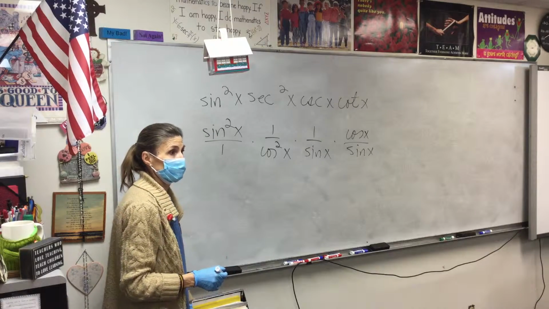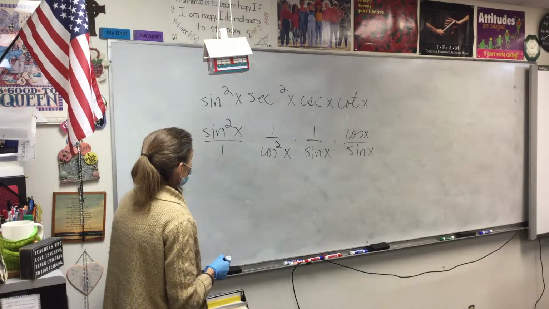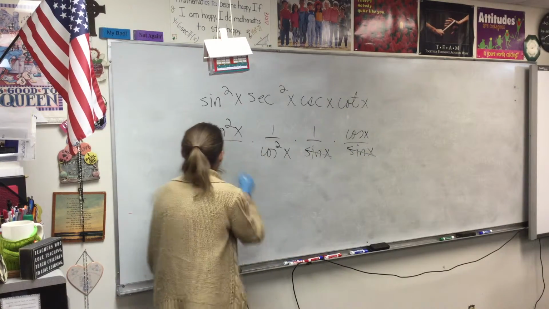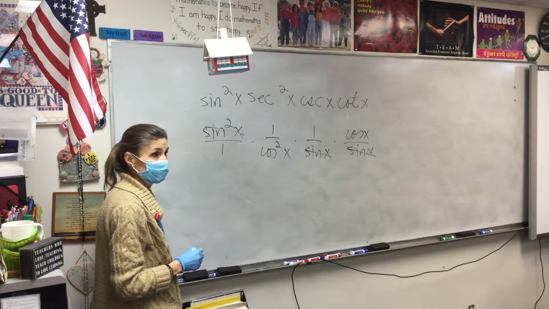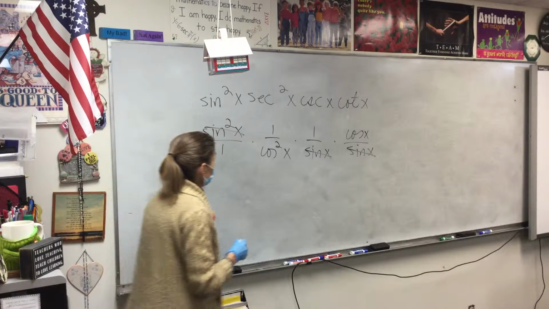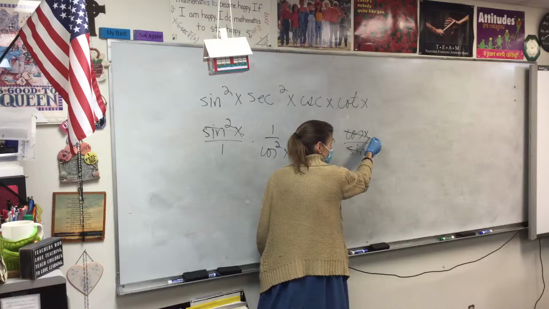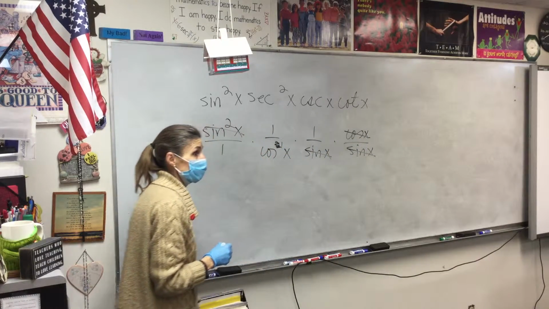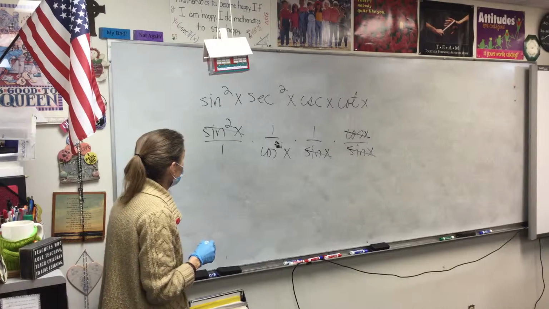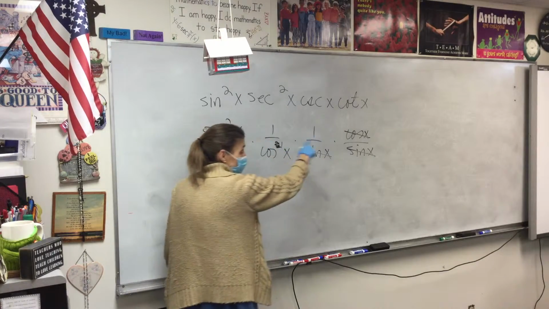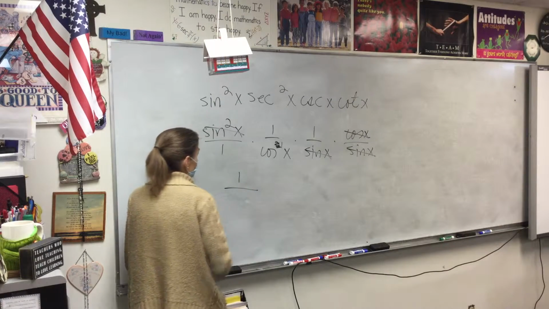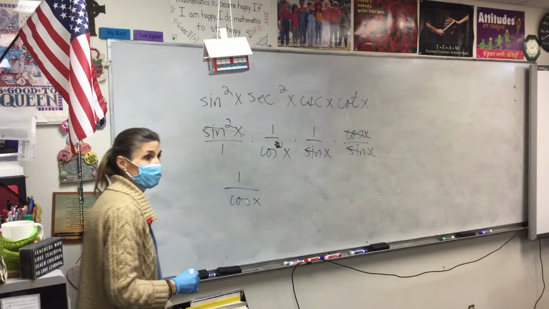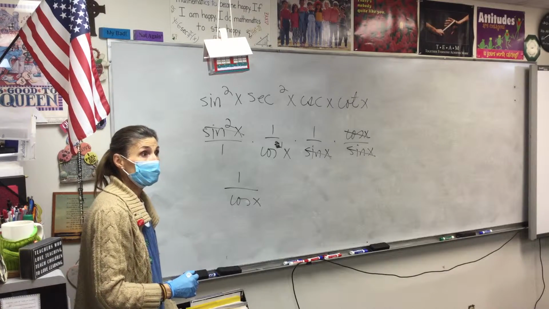Then what do we do? Yep, see what we'll cross out. So let's see. There's 2 sines here that will cancel with the sine squared. There is 1 cosine that will cancel with one of those. So on the top, what's left? 1. On the bottom, we have a cosine. What is 1 over cosine? Secant.